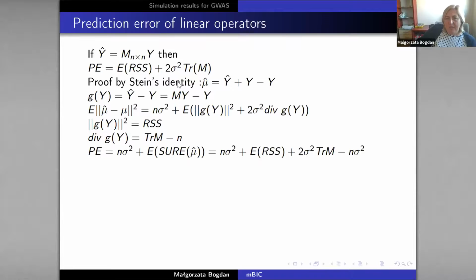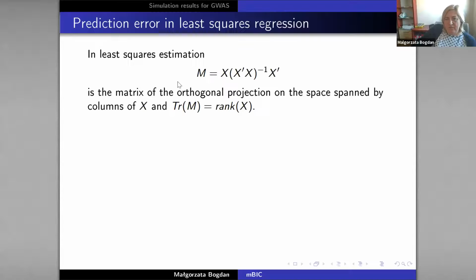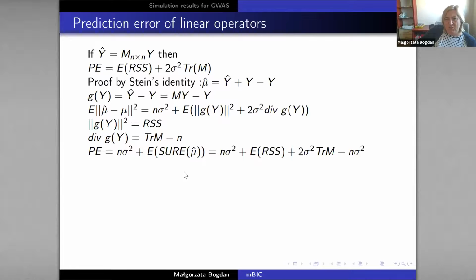Now what happens? This is the formula which I'm deriving. So what is the prediction error? It is n sigma square plus the expected value of the residual sum of squares plus 2 sigma square trace of M.